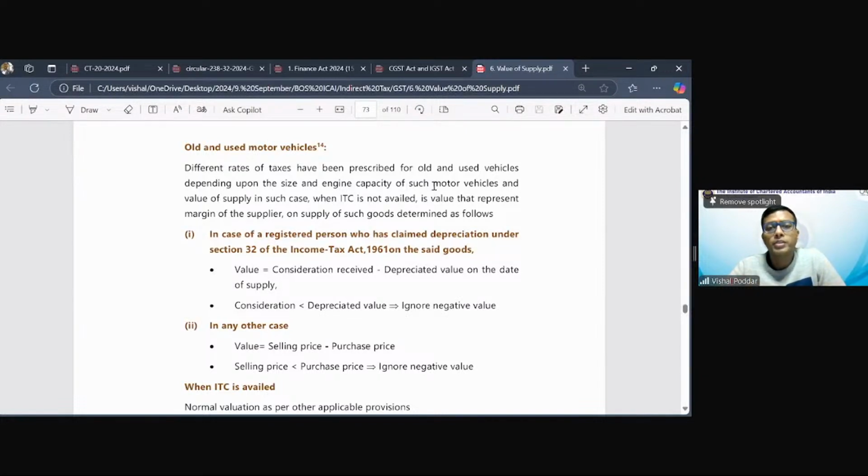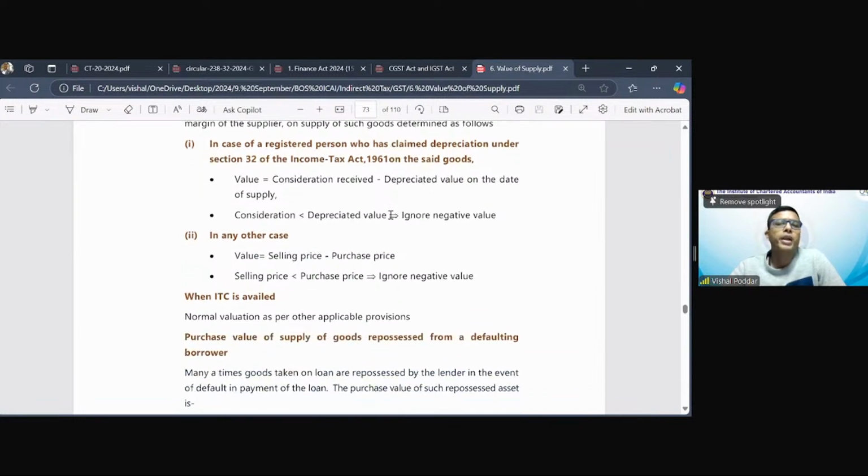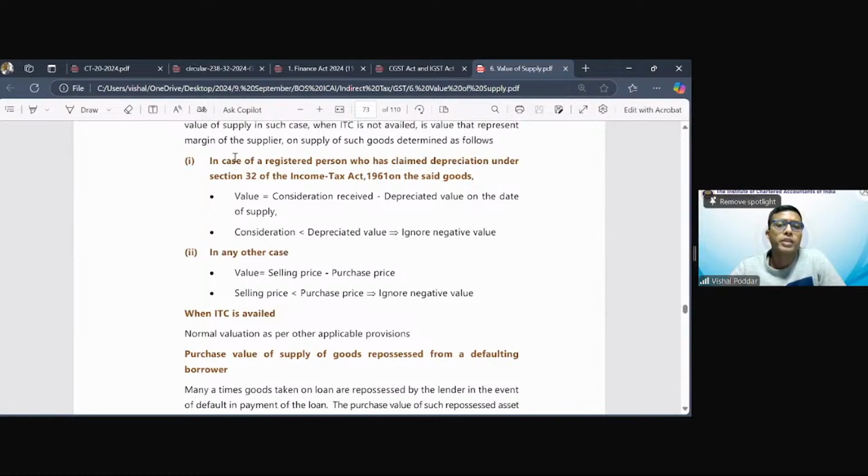So depending upon the size and engine capacity of such motor cars, the value of supply in such case where ITC is not availed is the value that represents margin of the supplier on supply of such goods, determined as follows. Now, how to determine the margin? This is applicable when you are not a dealer in second-hand cars. So let us say I had purchased the car for my use. Now I want to sell the car and I'm not a dealer in cars, but I was using the car myself and now I'm selling this car second hand. Now, how do I pay tax on the car?